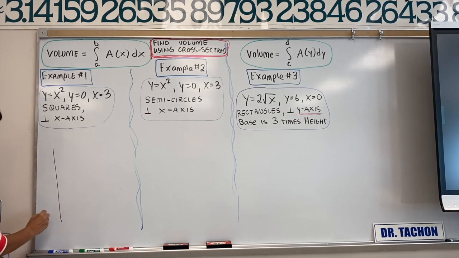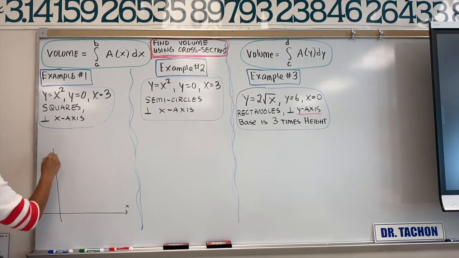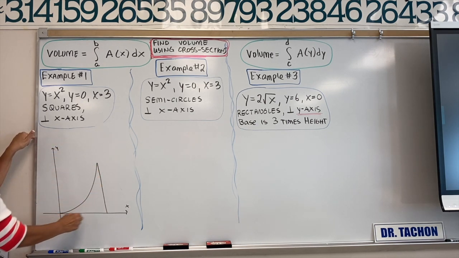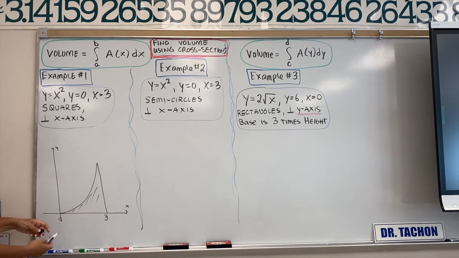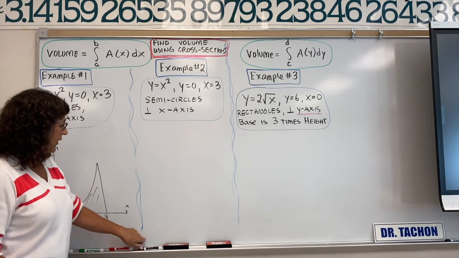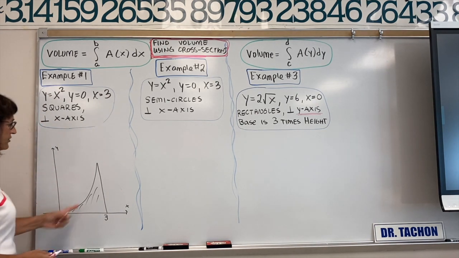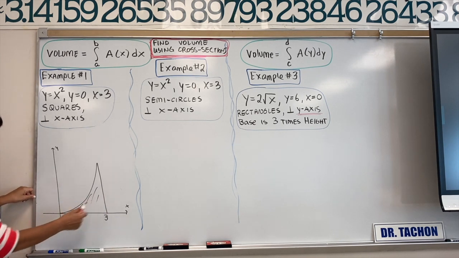So I'm going to draw, here's my y-axis, here's my x-axis. I'm going to just sketch this base really quick right here. I'm just going to sketch y equals x squared from 0 to 3. And so this is like our shaded region right here. This is our base of the cross section. And for this one, we're going to put squares in perpendicular. Every square will be perpendicular to the x-axis. We want to put infinitely many squares in here.